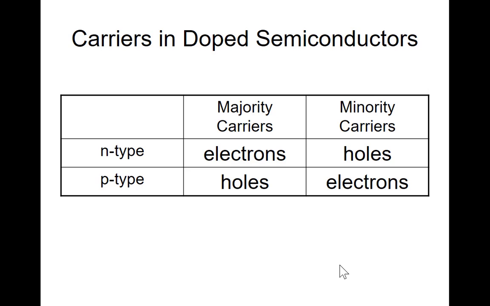So if you have n-type material, the majority carriers are electrons, and the few holes that are contributing to current are referred to as minority carriers. Likewise, if you have p-type material, the majority carriers are holes, and the minority carriers are electrons.